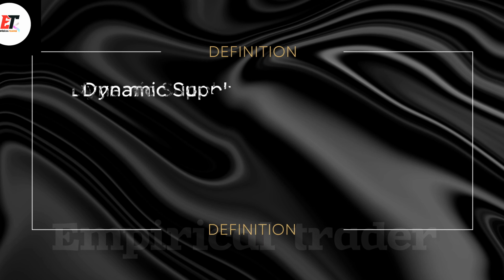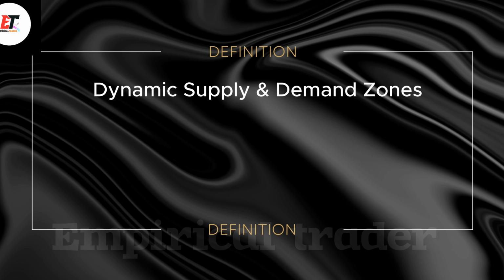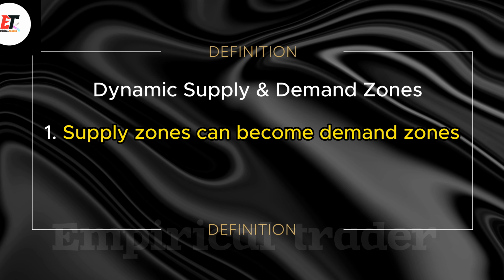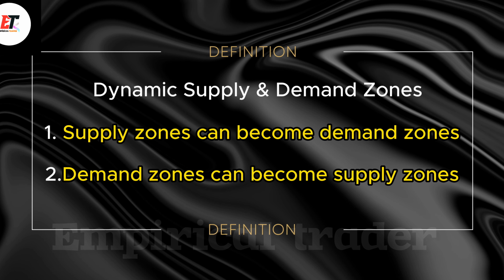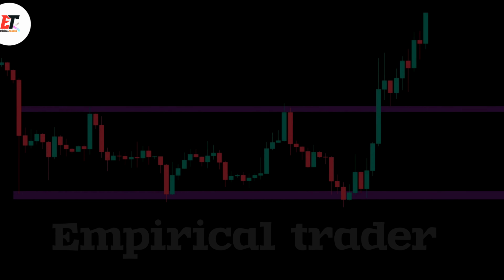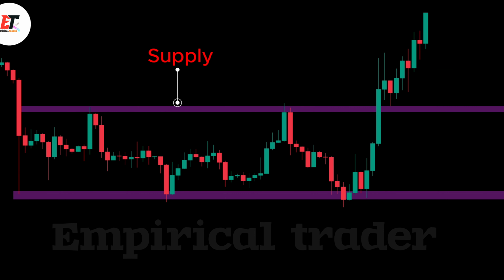Now that we know the basics, we need to get to the next level. Supply and demand zones are dynamic, meaning supply zones can become demand zones, and demand zones can become supply zones. Initially, this was our supply, and this was our demand. Once price breaks one or another, the zones flip.